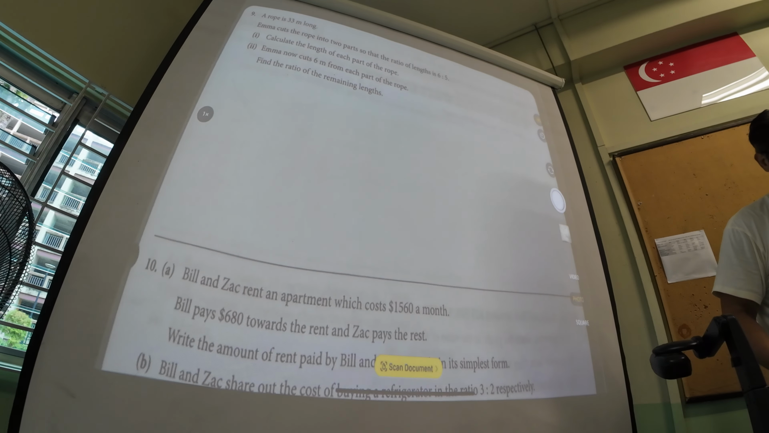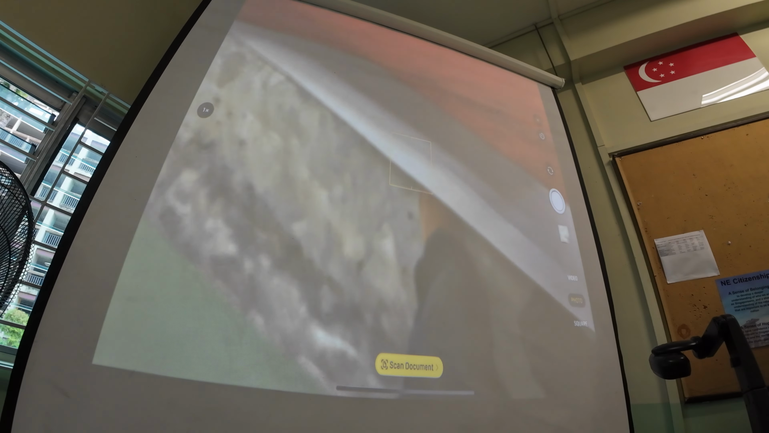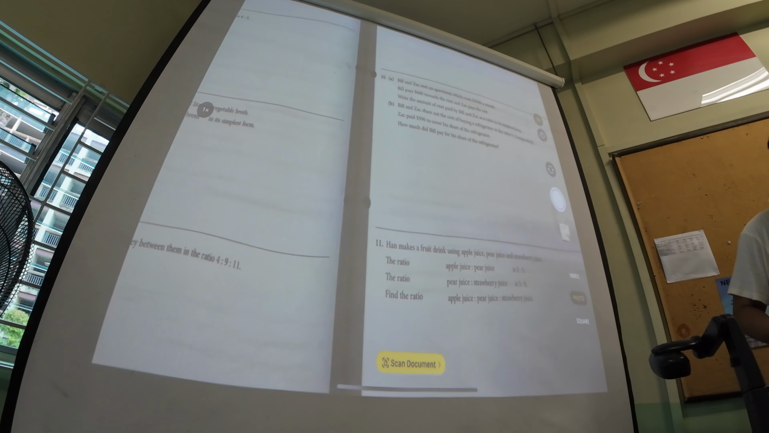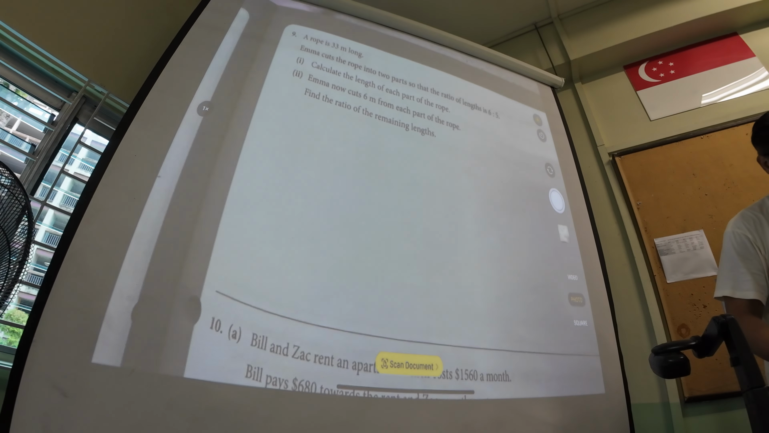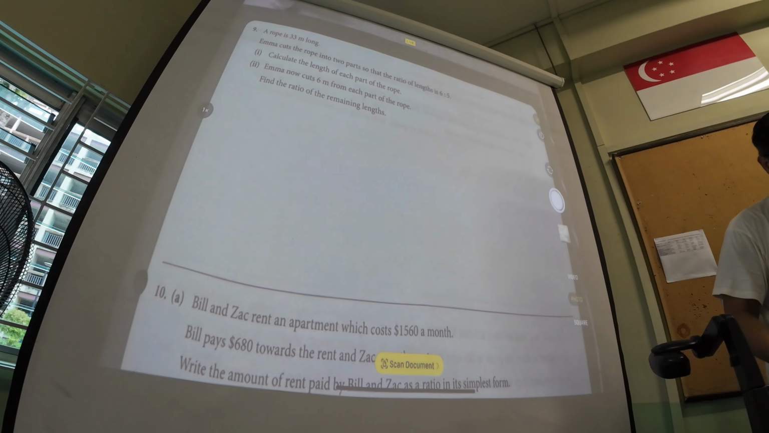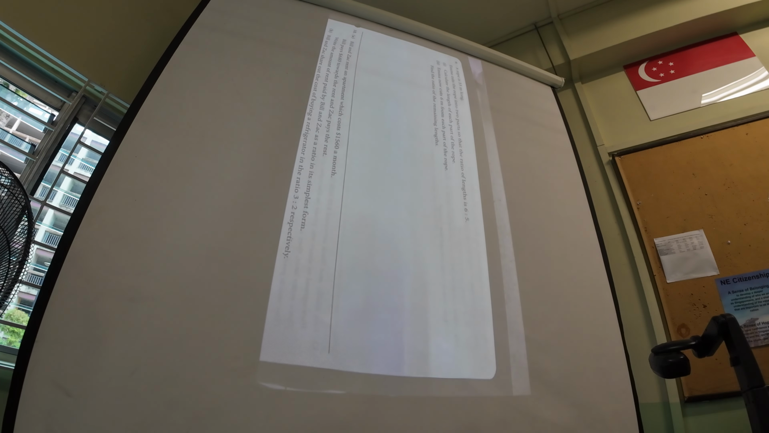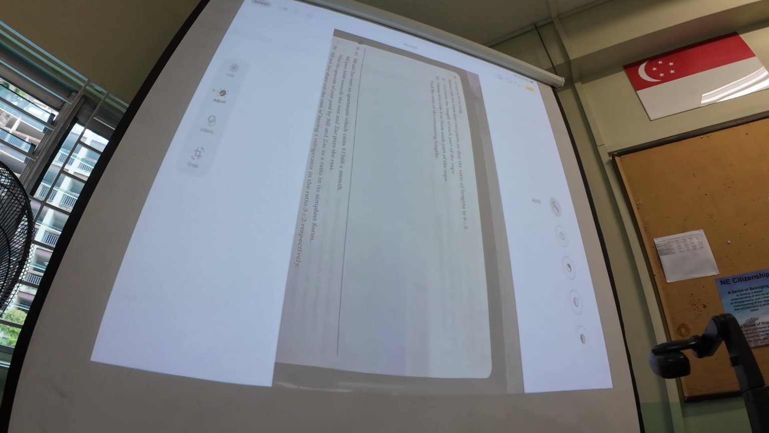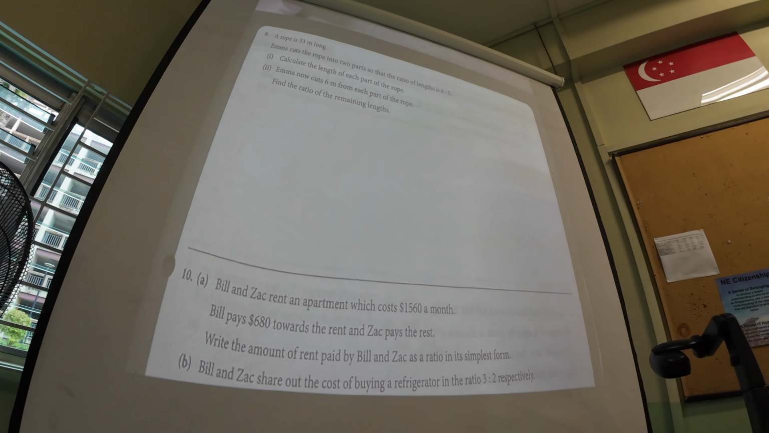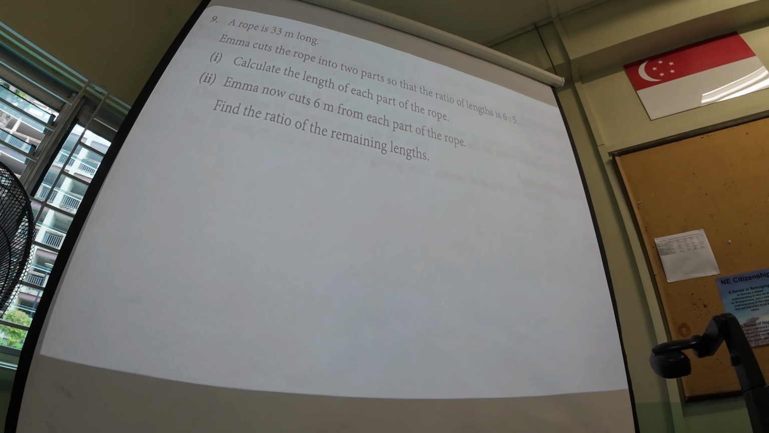Okay, 9 and 10 are pretty similar to the previous questions. Let's do 9 together, then after that you all do 10 yourself. A rope is 33 meters long.